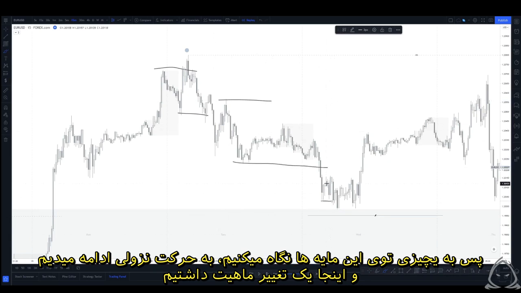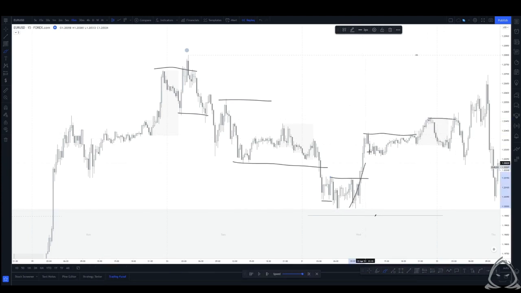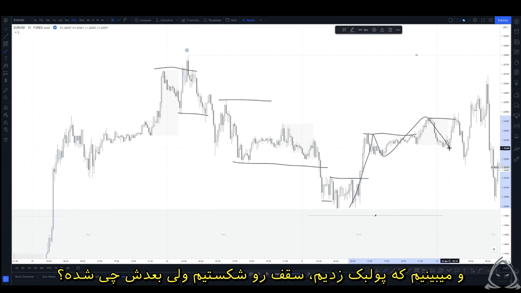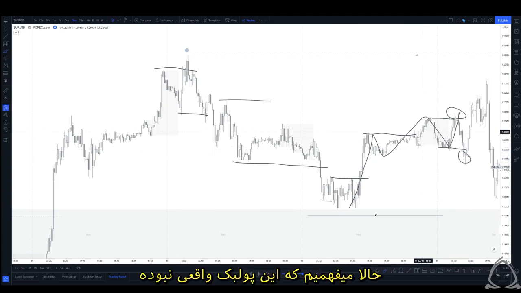And then what we can see here is we get a change of character. We're breaking down, break the highs. We start to switch, creating minor structure, minor structure, minor structure. And what we can see is we're starting to see pullbacks. We break the high, but we barely break, and then we immediately retrace. We end up creating a lower low. So what we know is this pullback was not true.